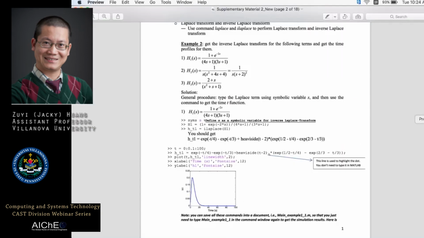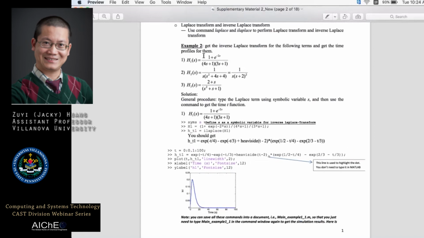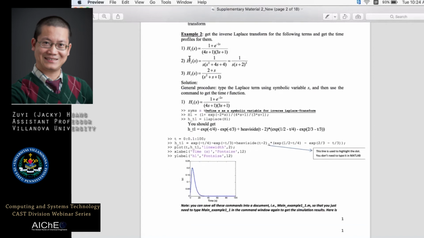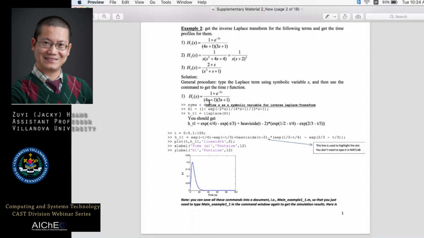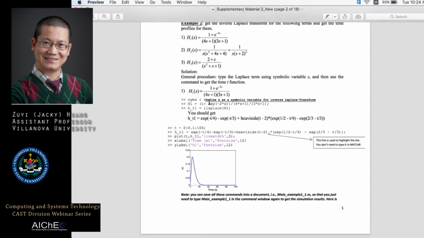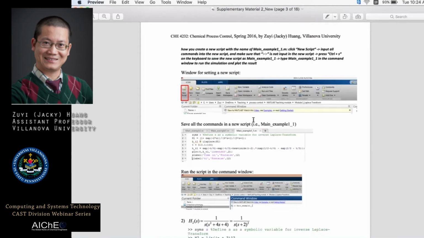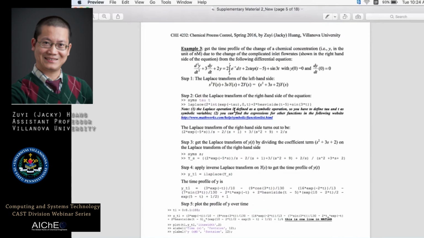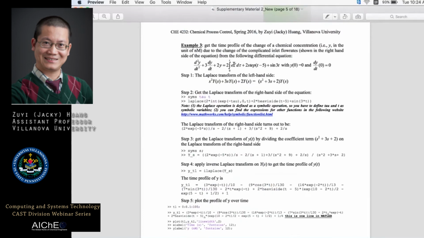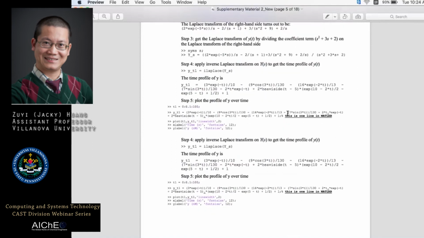So example 1 is more about ODE simulation. In example 2, I show how to solve the inverse Laplace transform. The students struggle to solve the inverse Laplace transform by hand, and after they learn how to do that using MATLAB, they were very happy. I also showed the students how to do the Laplace transform for a very complicated input signal.